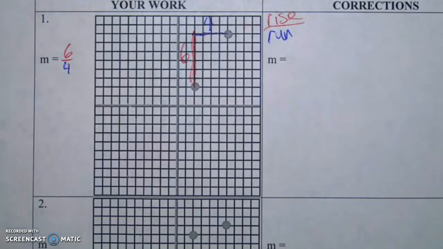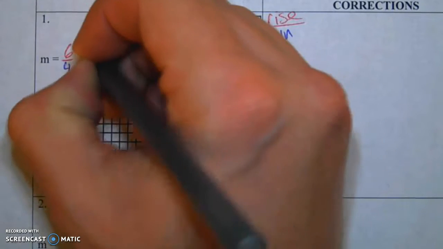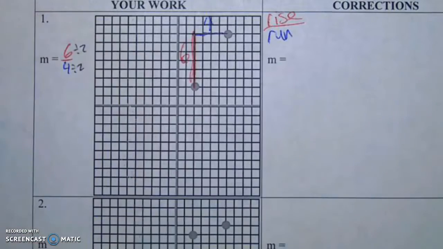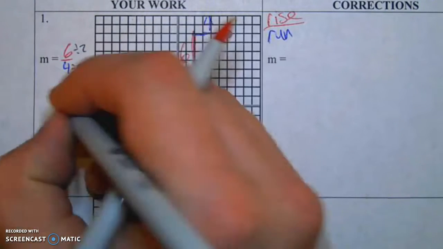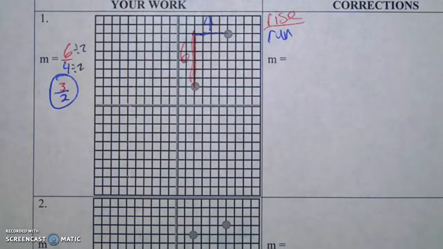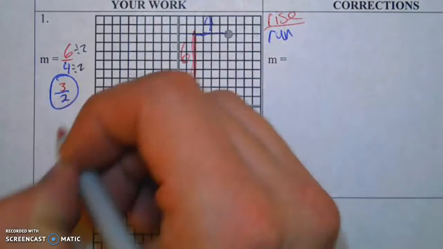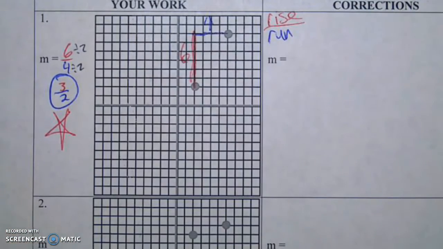But we can reduce that, so it's not our final answer. 6 and 4 both reduce down by 2. So I can say, all right, divide by 2, and I can get an answer of 3. 6 divided by 2 is 3, over 4 divided by 2 is 2. 3 over 2. That should be our final answer, our slope of 3 over 2. So if you got that right, give yourself a star. If you did not, please work your corrections out here on the other side.